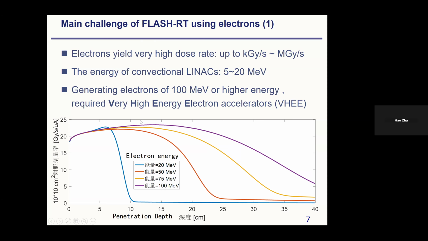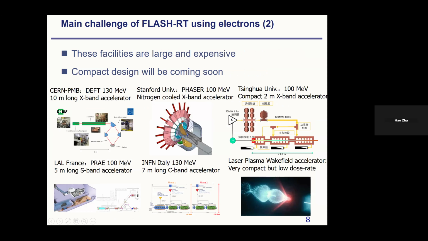If we want to treat deep-seated tumors with electrons, we need very high energy electrons, for example, 100 MeV. That is the scope of very high energy electrons. We call it VHE. So the challenge shifts from the dose rate to achieving compact, clinically practical VHE facilities. And this brings up the size issue. Currently, VHE facilities are very large and expensive, but there are several efforts worldwide to make them more compact.